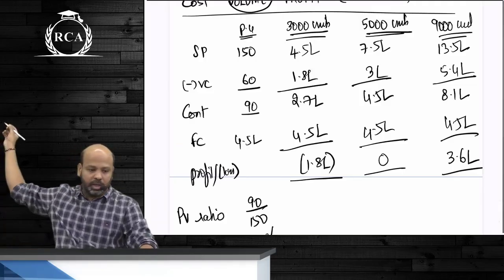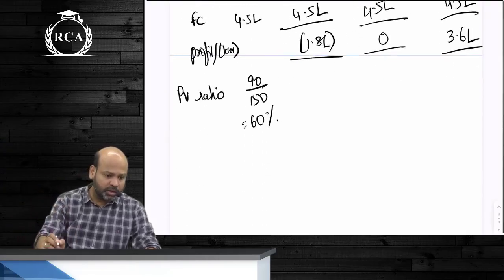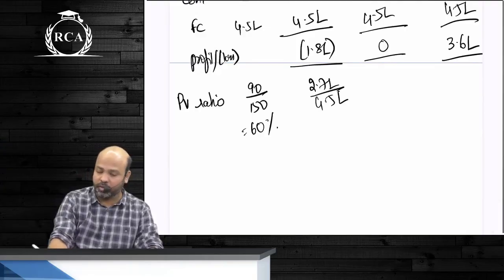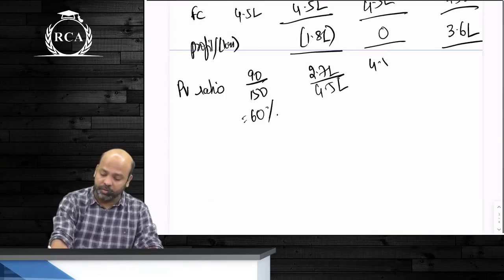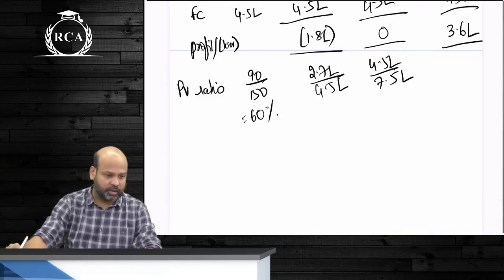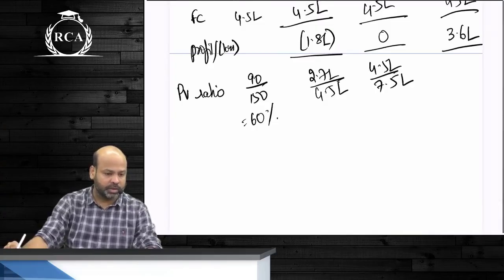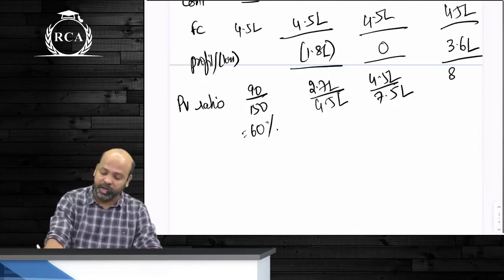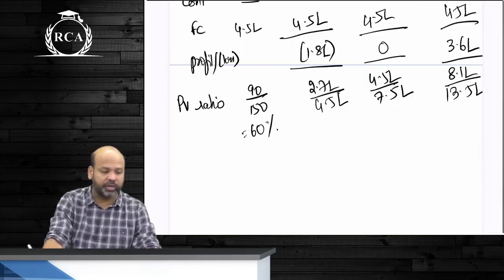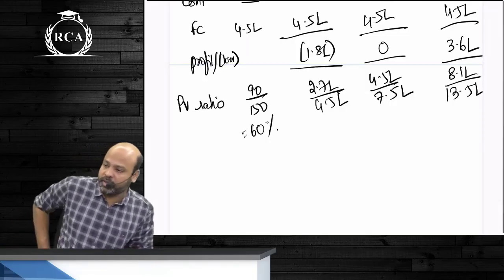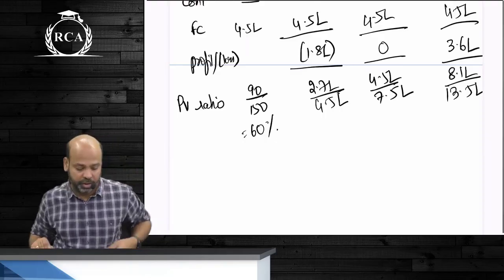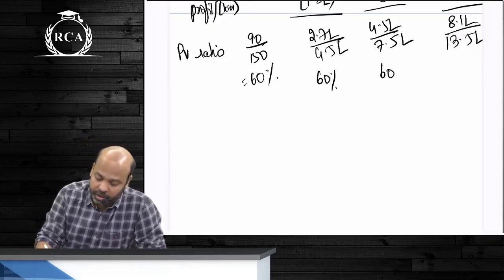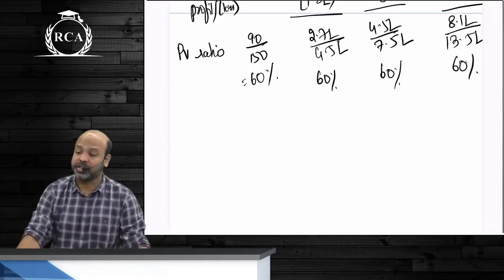Just say, at 3,000 units, guys, it will be 2,70,000 divided by 4,50,000. At 5,000 units, it will be 4,50,000 divided by 7,50,000. At 9,000 units, it will be 8,10,000 divided by 13,50,000. Are we clear, guys? Doesn't matter at what volume you are computing, the answer is going to remain the same, 60%. PV ratio is not affected by change in volumes.